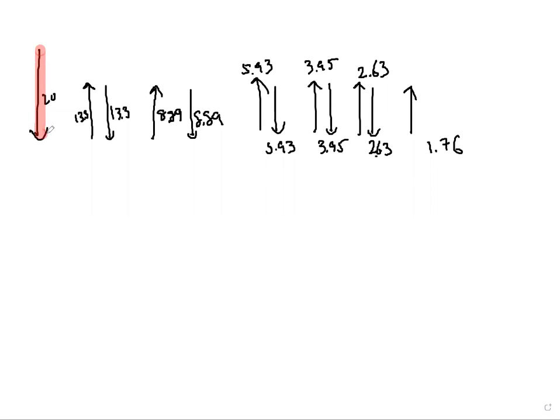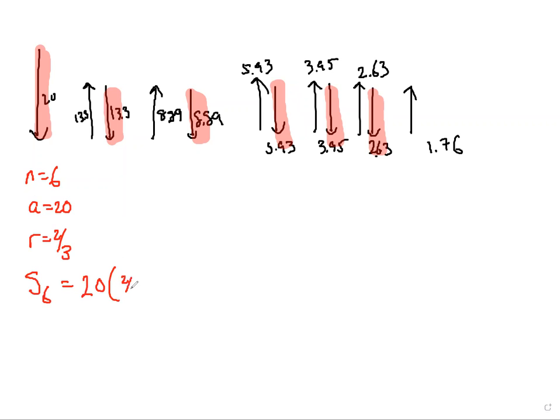Let's look at just the down arrows. We have 20, 13, 8.8, 5.9, 3.95, and 2.6. How many red arrows downwards are there? There's 6. What's my starting value? 20. And what's the ratio? 2/3. So we can actually add this as a sum of 6 terms being 20 times ratio to the 6 minus 1 divided by 2 over 3 minus 1. And I'll figure that in a second.